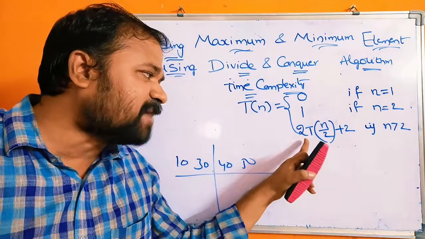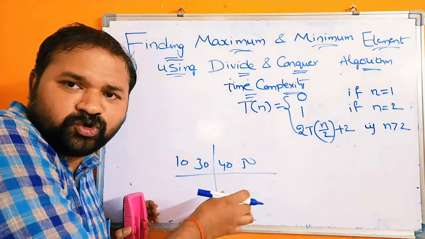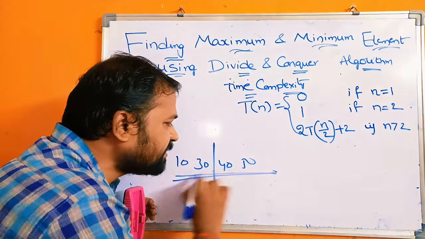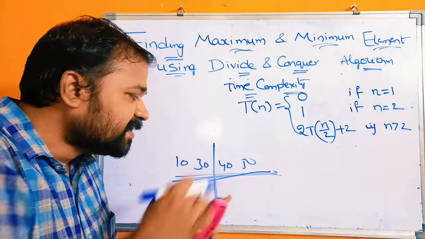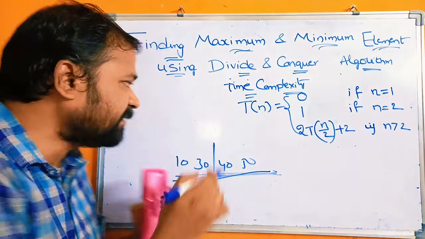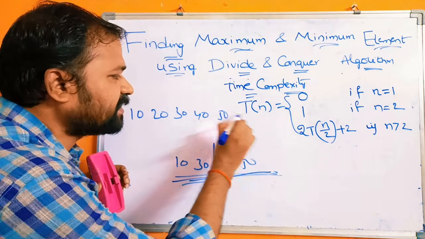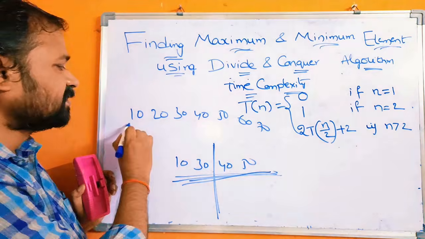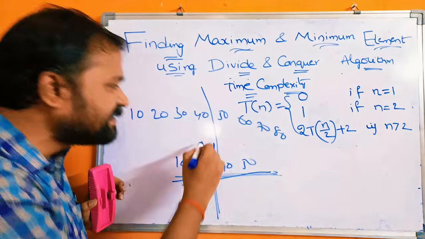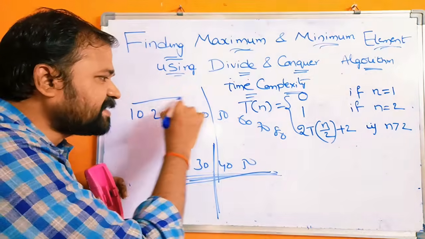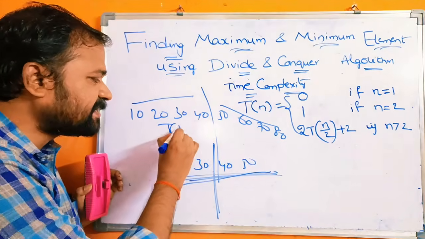So why have we taken this 2? Because here we have two parts. We are dividing the list into two parts, where each part contains n by 2 elements. Let's say we have several elements like 10, 20, 30, 40, 50, 60, 70, so likewise we have 8 elements. We have to divide this list into two parts. The first part contains 4 elements and the second part contains 4 elements. So this is nothing but T of n by 2.